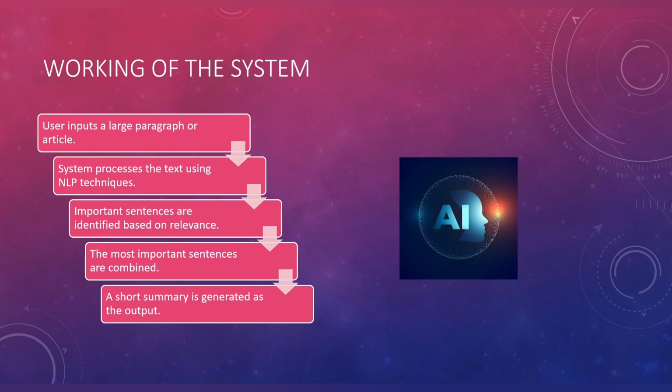And here's the working of the system. The system starts when the user inputs a large paragraph or article. The text is processed using NLP, which is natural language processing techniques. Important sentences are identified based on their relevance and meaning. These key sentences are combined together to form a concise and meaningful summary.